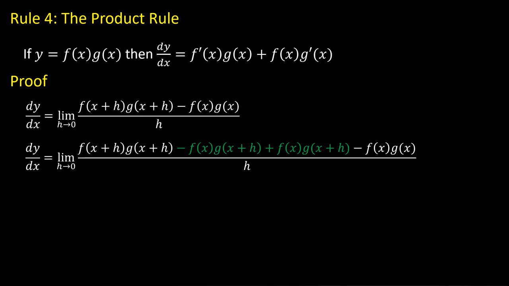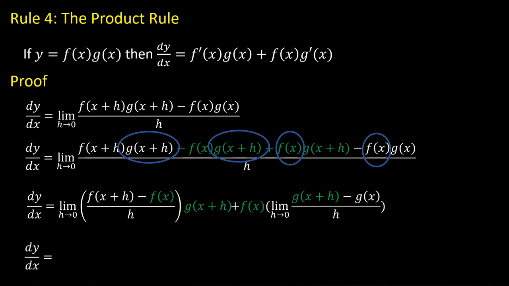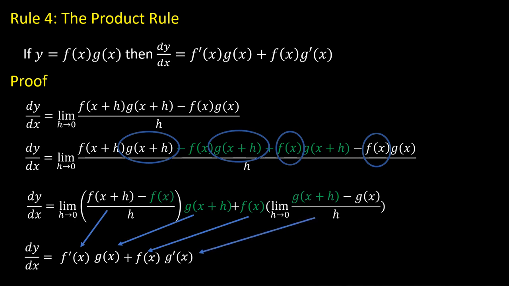Yet now the two terms in green are present, we can factor out g(x plus h) from the first two terms in the numerator and f(x) from the remaining terms as shown. Once we have done this, we see that the first bracketed term is just f prime x times g(x plus h). But when h equals zero, at the limit, we are just left with g(x), so it now becomes f prime x times g(x) plus f(x) times the final bracketed term, which is just g prime x, and so we have proved the product rule identity.